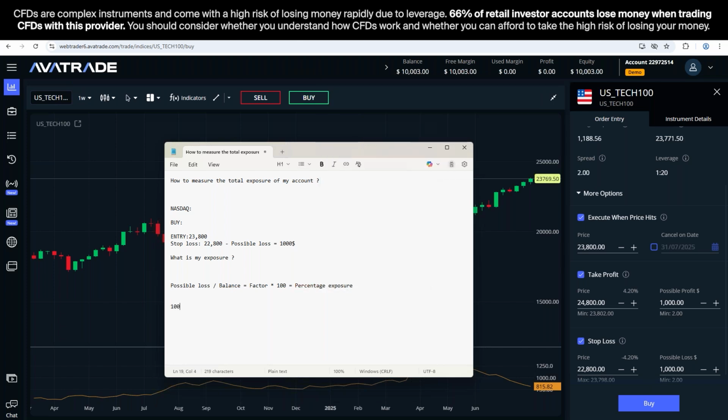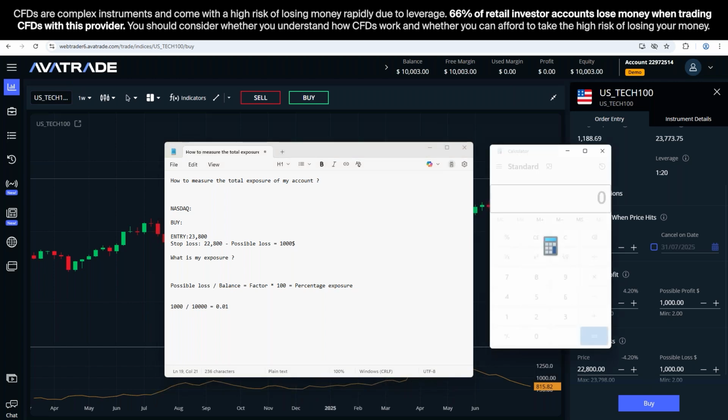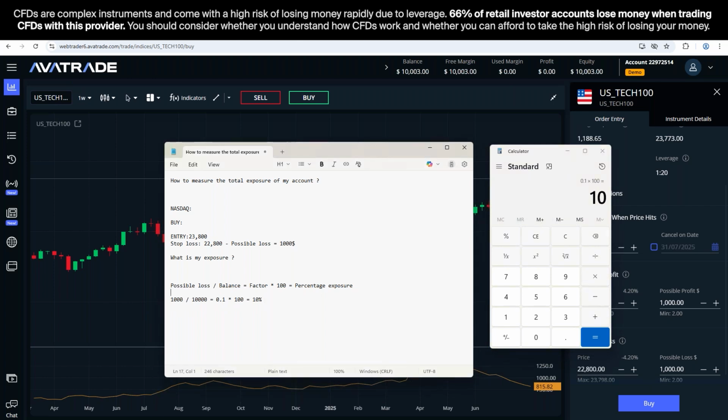We're going to do it together, so we will take the 1,000 we've got in here divided by the balance. That's 10,000. Let's do it with a calculator together. So we did 1,000 divided by 10,000. That's 0.1, and then times 100. That equals 10, right? Okay, so now we know that this position means we are exposed 10% using the stop loss.